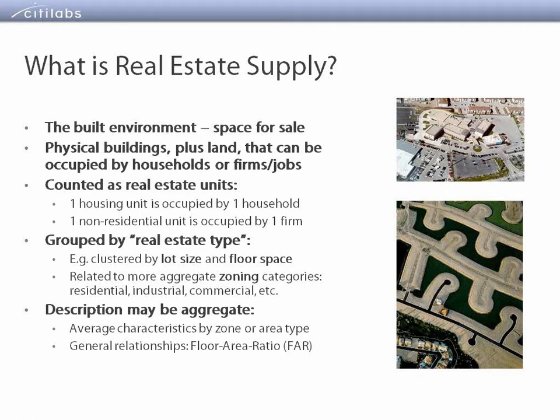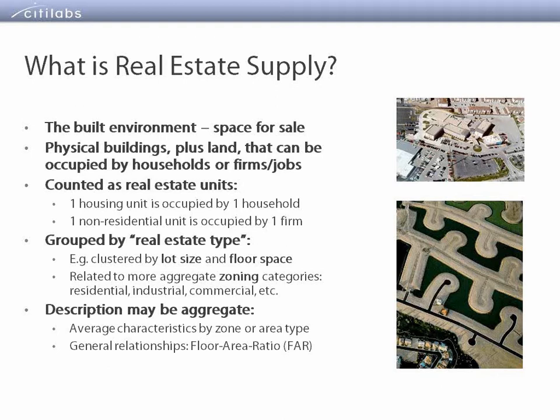But the supply side is really representing the built environment, meaning space for sale. This includes physical buildings plus land that can be occupied by households or firms or jobs, which are basically just a result of taking firms and multiplying them by their size to get the total number of jobs in all the firms in an area. We count real estate supply using real estate units. So one housing unit, for example, is occupied by one household. That's sort of the definition of a housing unit. And one non-residential unit is occupied by, let's say, one firm, although we could allocate jobs directly if we chose to structure our model that way.